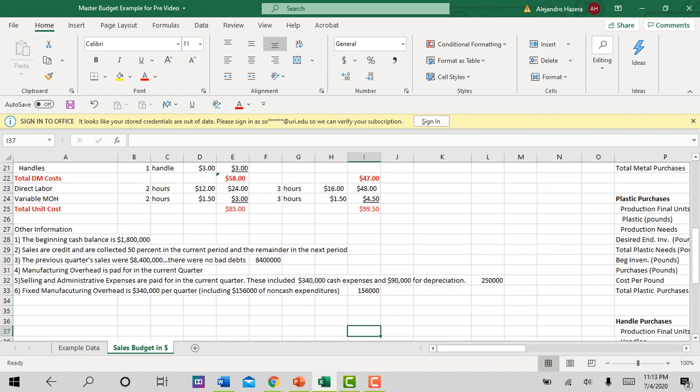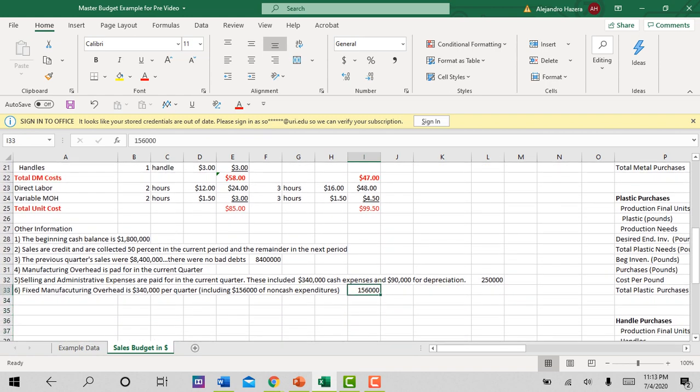Okay, now here's some other information in the problem, and this will probably mostly pertain to the last videos. Here's some of the last information in the problem, and you should see this on page 327 of your book. The company has a beginning cash balance of $1,800,000. Sales are on credit, so this company only sells things on credit, and they collect 50% of their sales for each product in the current period and 50% in the next period. Okay, the previous quarter sales were $8,400,000, no bad debts.